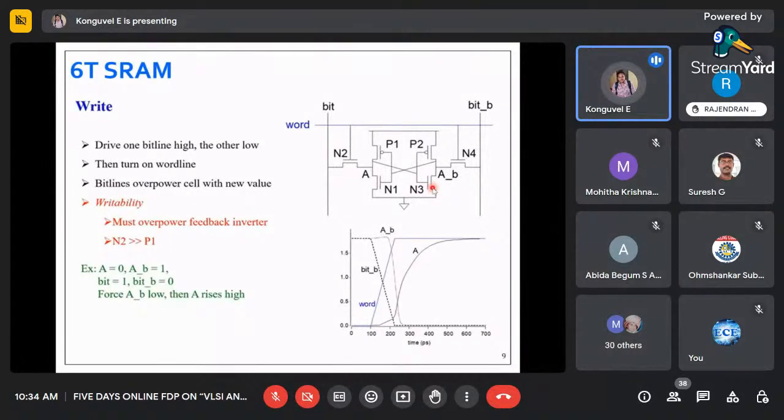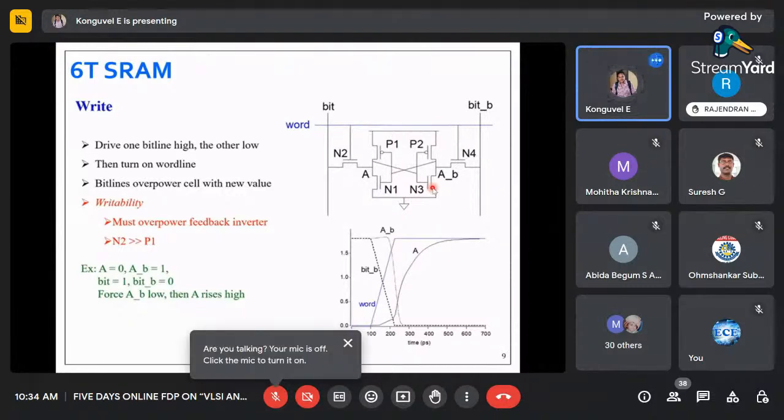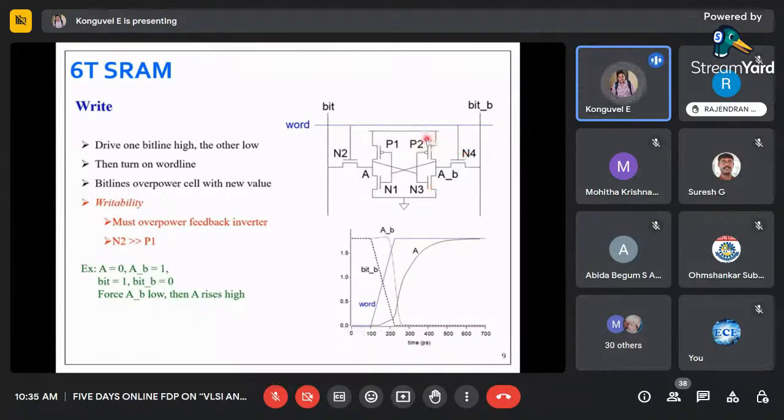But in general, if you assume the same W/L ratio for both PMOS and NMOS, especially for P2 and N4, what will happen? N4 will be strong enough, because that is the beauty of NMOS, right? PMOS will always be weaker. NMOS will be stronger even though we have the same W/L ratio. That is of other things, and I don't want to go into detail about that.